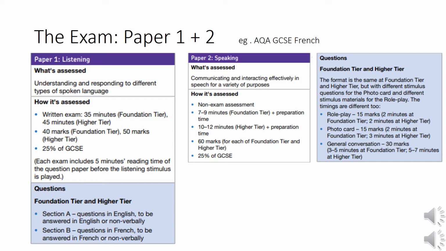Now onto the exam papers. This is where you will find the deviation between the foundation tier and the higher tier. So first you have paper 1, which is a written exam. For foundation tier it's 35 minutes, while it's 45 minutes for the higher tier. The test will be marked out of 40 or 50 respectively, depending on your tier, foundation or higher, and is worth a total of a quarter of your GCSE. Each exam will also include 5 minutes of reading time for the question paper before the first question is played.